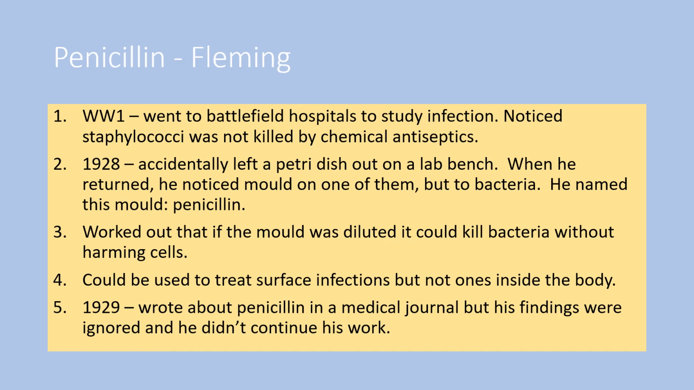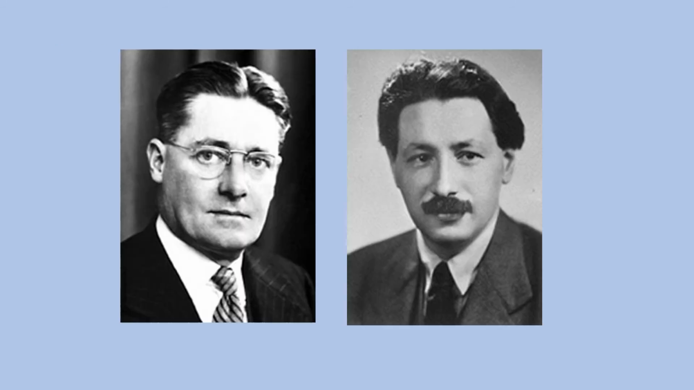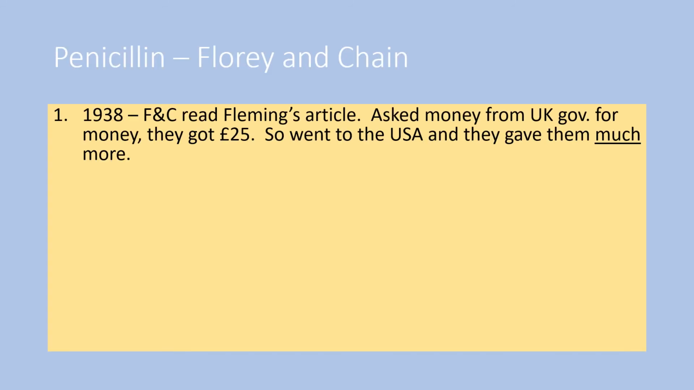So because of that, it goes largely unnoticed until we get these two individuals, Howard Florey and Ernst Chain. They are going to take Fleming's initial work on penicillin and transform it into the drug that we recognise today. In 1938, Florey and Chain read Fleming's article that was in that medical journal up on a dusty shelf somewhere and realise that, hang on, this has got potential. This is significant. I can't believe Fleming didn't take any of these ideas further.